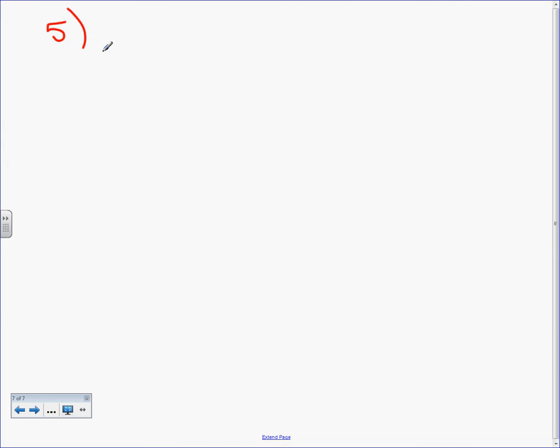Okay, number 5. 18x squared minus 3x plus 24x minus 4. Here we go. With this one, it's totally fine if you combine like terms and you say 18x squared plus 21x minus 4 and factor that. That's totally fine, and it would probably work, but I don't think it's going to be super fun.